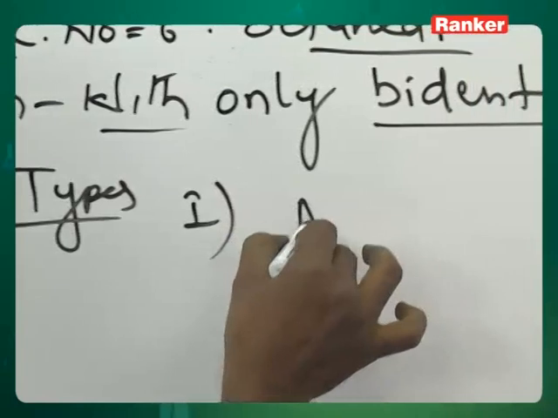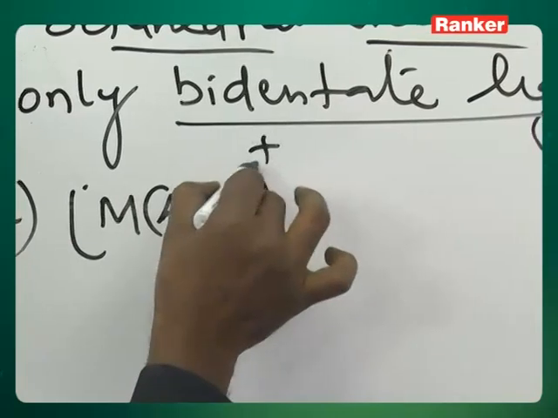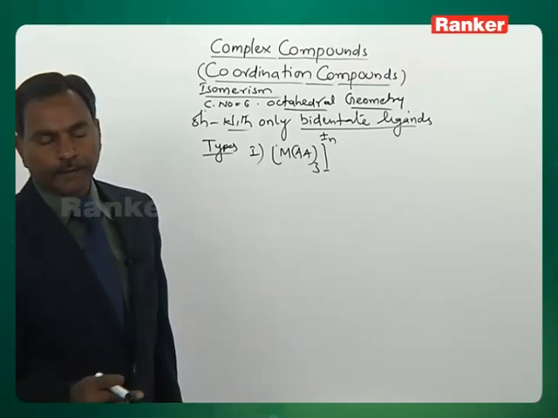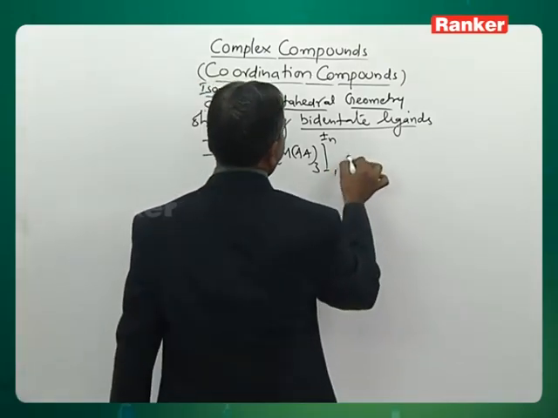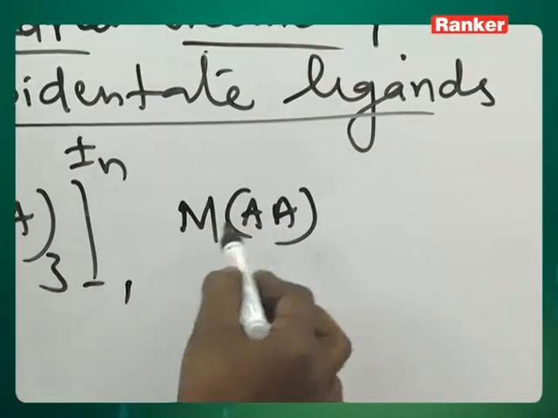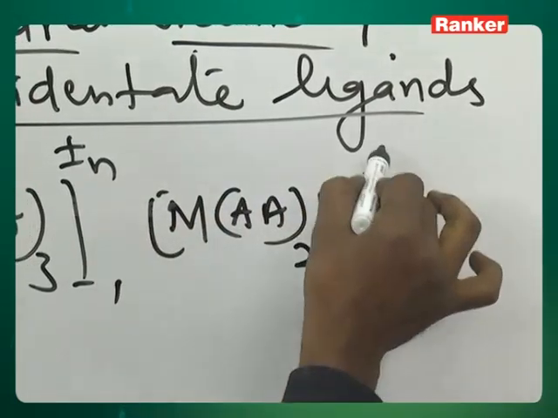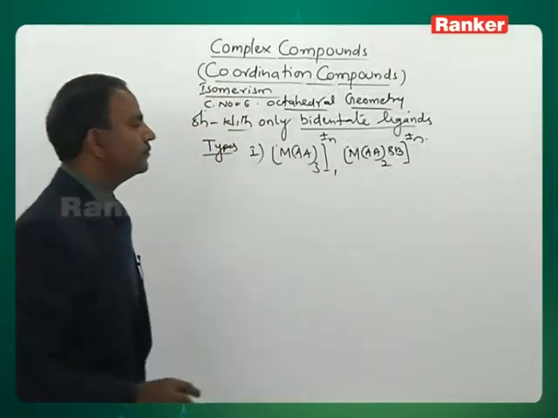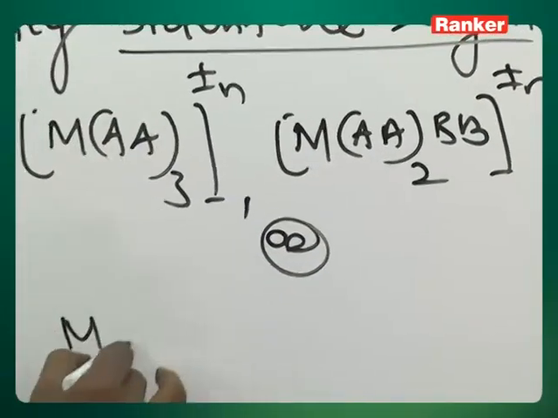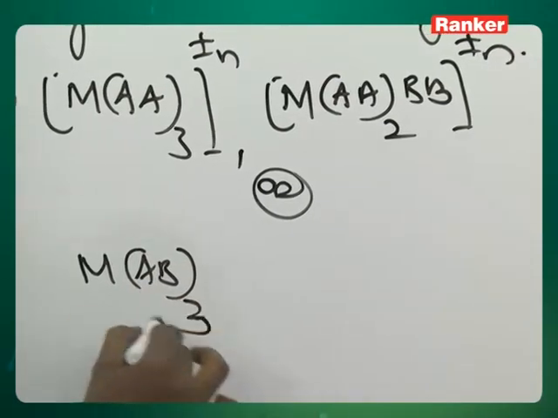Take this, M(AA) taken thrice. Either it may be symmetric or unsymmetric bidentate ligand, it makes no difference. All are found to be optically active. Now, M(AA) taken thrice. M(AA) taken twice, BB, two different bidentates you take. Plus or minus. Next, it may be unsymmetric bidentate. Let me write M(AB) taken twice, M(AB) taken thrice.